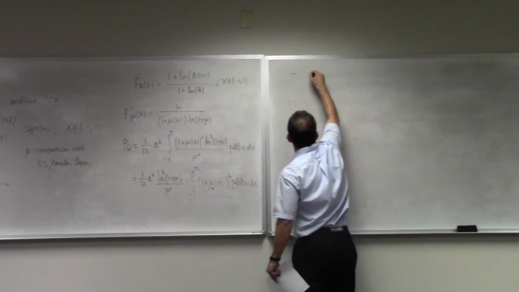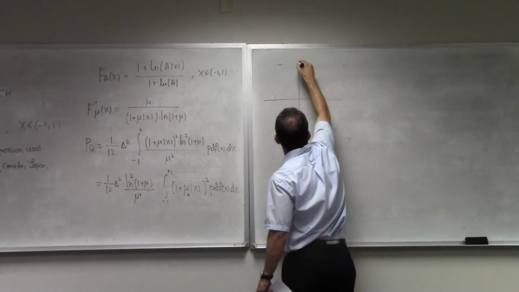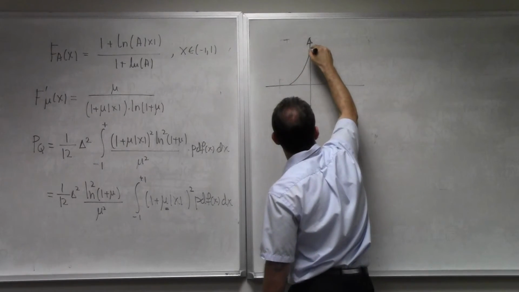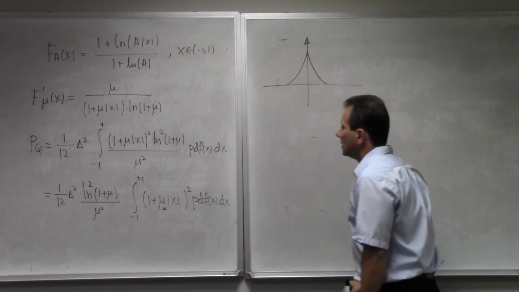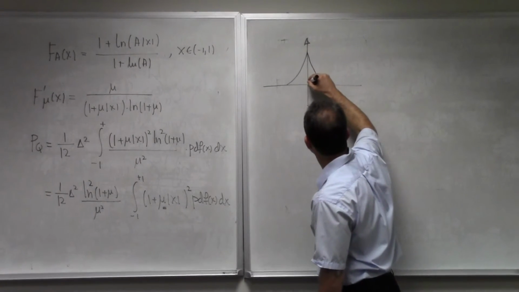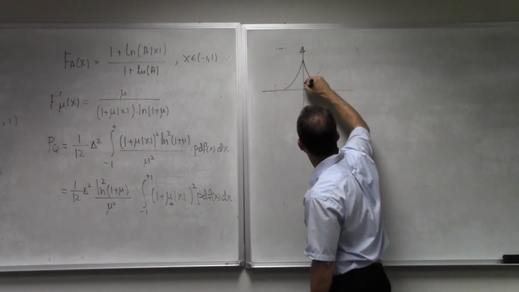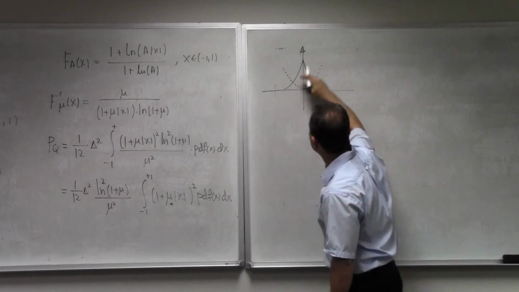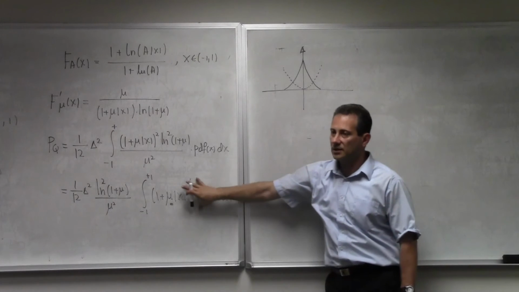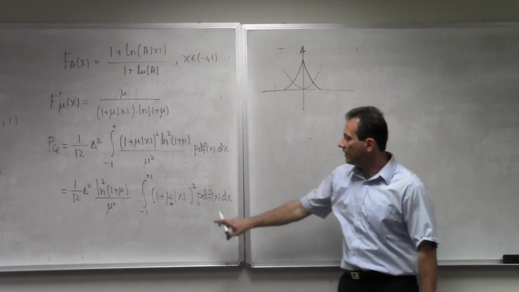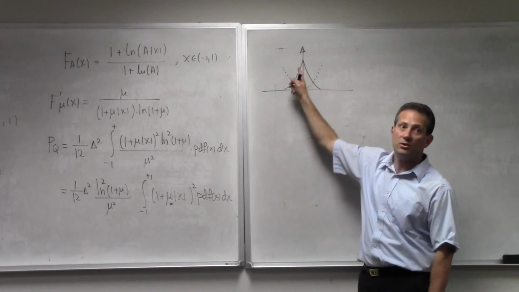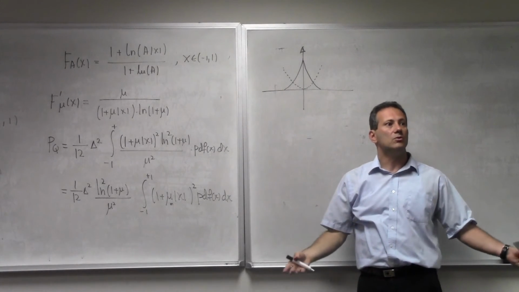If your PDF is, let's say, spiky like this, then what you would like to have is a relatively large mu. What that does is this, so that the product of the two takes these values here and makes them smaller. Therefore, the value of this integral becomes small. So by varying mu, you can vary the amount of compression, and the spikier your distribution is, the larger mu you want to have.